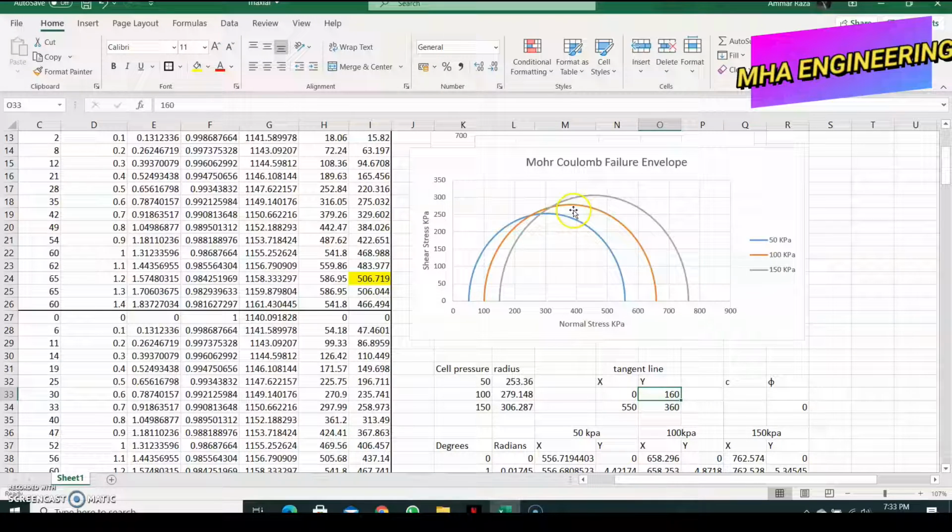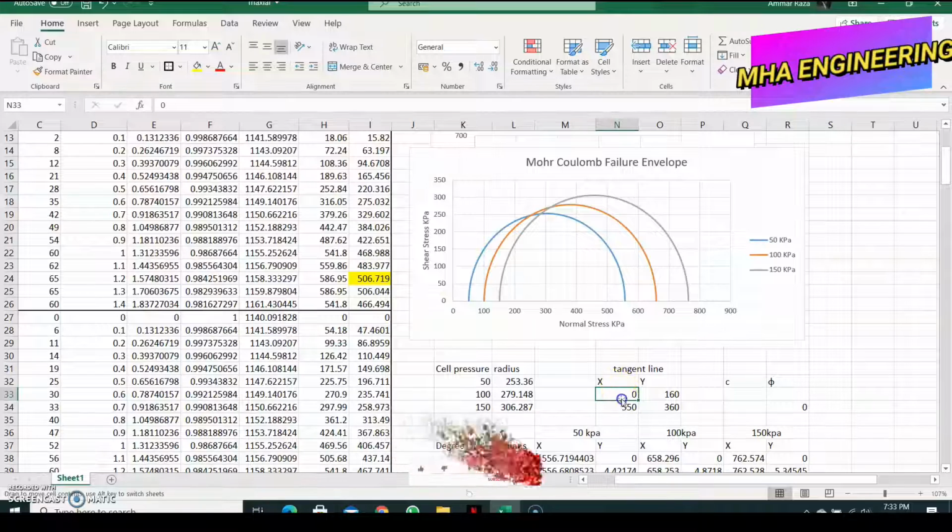When it was an unconfined compression test, we just had to draw a horizontal line because there was a single circle that would touch the peak of the Mohr circle. However, because now there are three circles, we have to draw a tangent line that touches each of these Mohr circles, a line that is tangent to all three circles. So for the tangent line, at one point it has to intersect the y-axis, so at that point our x will be 0.